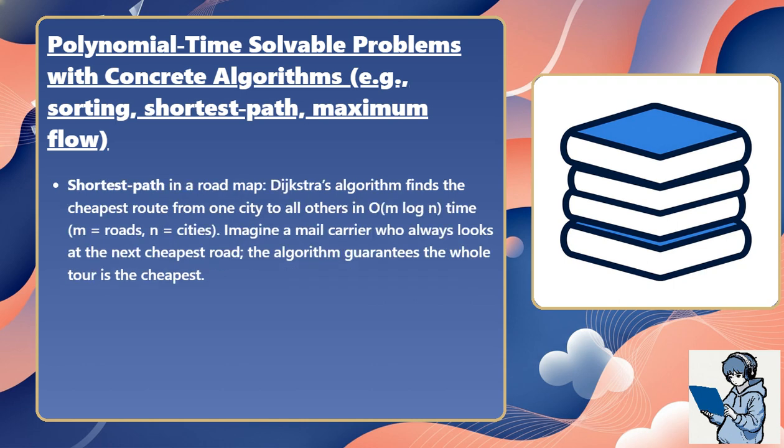Think of repeatedly splitting a deck of cards and then putting the sorted halves back together. Shortest path in a road map, Dijkstra's algorithm finds the cheapest route from one city to all others in big O of m log n time, where m stands for roads and n stands for cities. Imagine a mail carrier who always looks at the next cheapest road. The algorithm guarantees the whole tour is the cheapest.